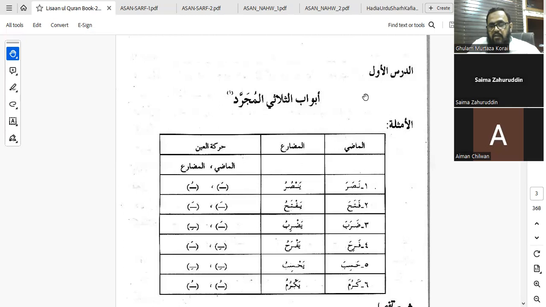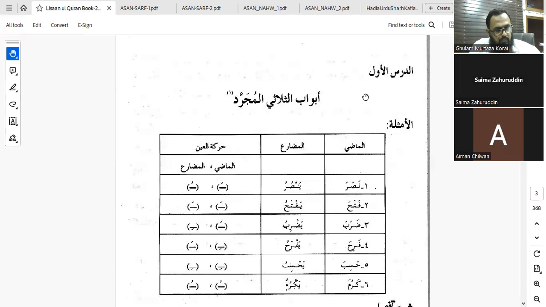Now the second thing is the change in the meaning. By entering lan, the fel muzare changes its meaning. Sister, what is the change in the meaning? Can you tell us? It changes the meaning into the negative form with emphasis, like the futuristic tense. So instead of no or not, it becomes never, I believe.